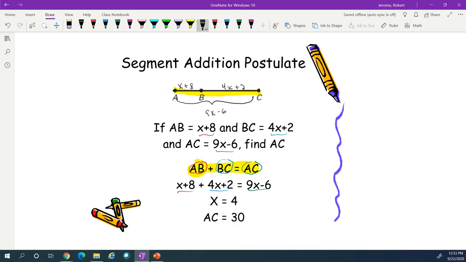Of course, we found x is 4, and they asked us for AC. They asked us to find AC. So I'm going to take the value of AC, AC equals 9x minus 6, and I'm going to substitute the 4 that we just found. And that's how I'm getting AC equals 30. All right, 36 minus 6 is 30. So I always have to reread the question.